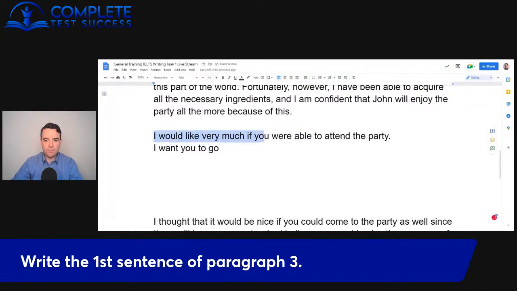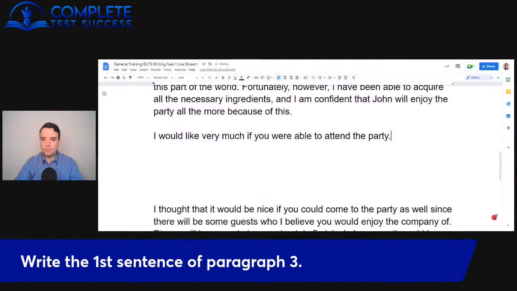So I would like very much if you were able to attend the party. I want you to come to the party. So what you'll find in general is this is a formal letter, so we need formal structures. And in general, formal structures will be far longer than their informal counterparts.